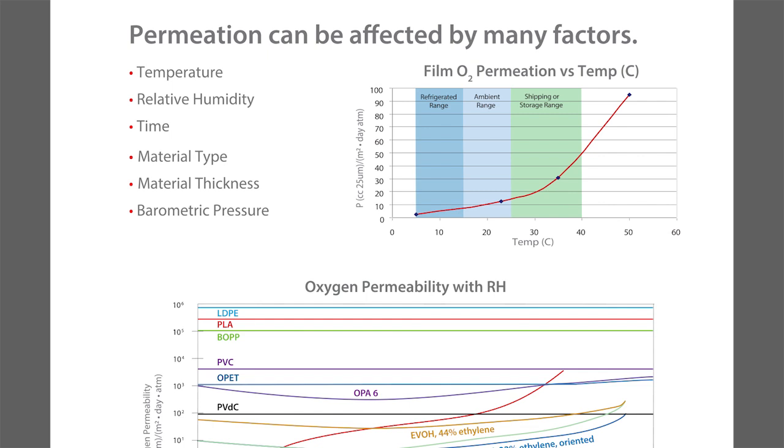Oxygen is more commonly done at ambient temperature, around 23 C. So temperature is important. If you're thinking, I need to test my sample and I want to know what the transmission rate is through it, you have to think about whether you're trying to get numbers that can compare to other literature values, in which case you should use that same temperature.